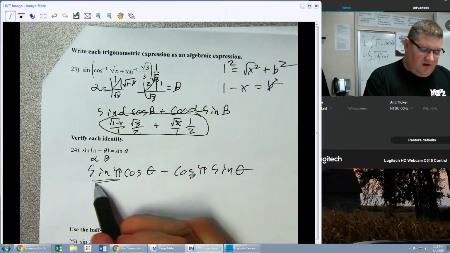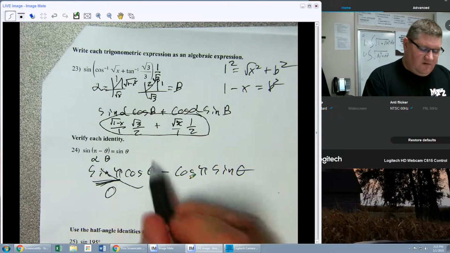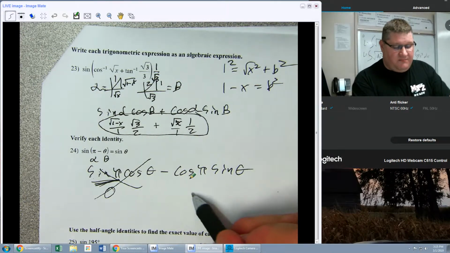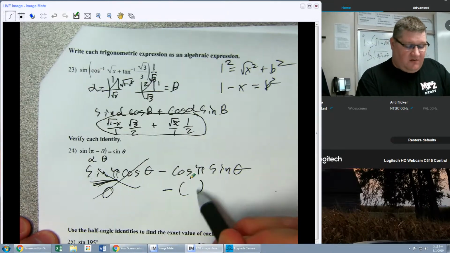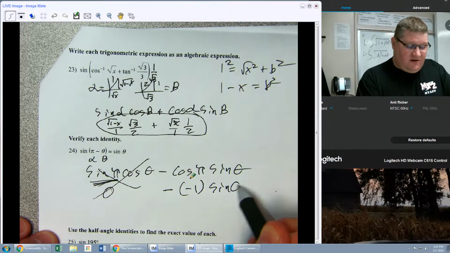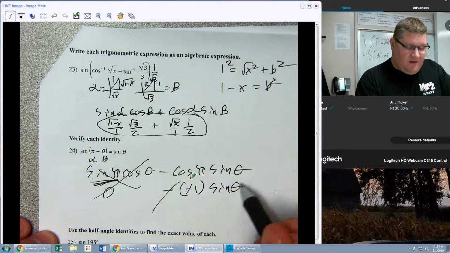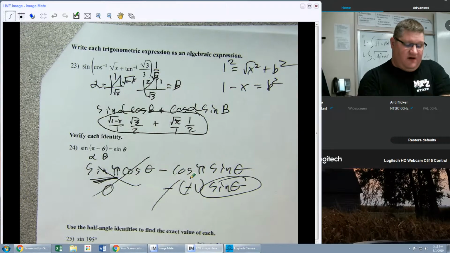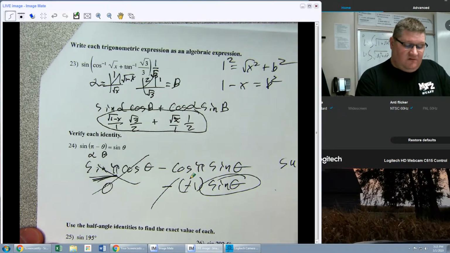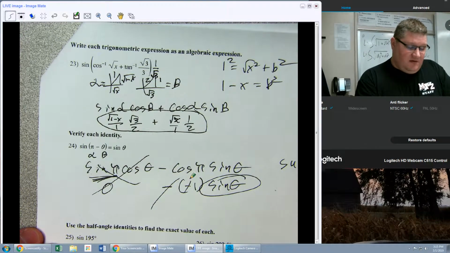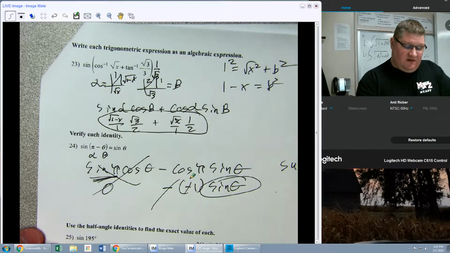But wait a minute, what is sine of pi? 0, so this whole term goes away. Cosine of pi is negative 1, so minus negative 1 of sine theta. 2 negatives make a positive, and it works out. And verifying means we're going to use sum difference. And then in this case, it's just going to be simplify.